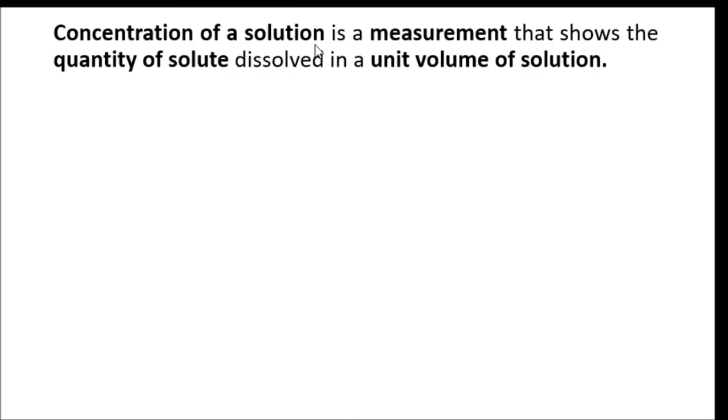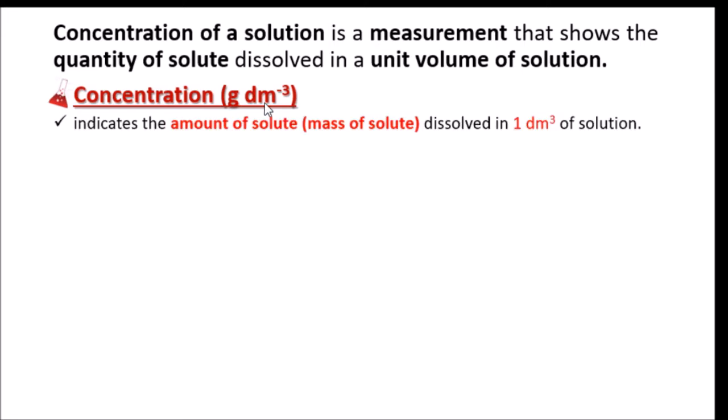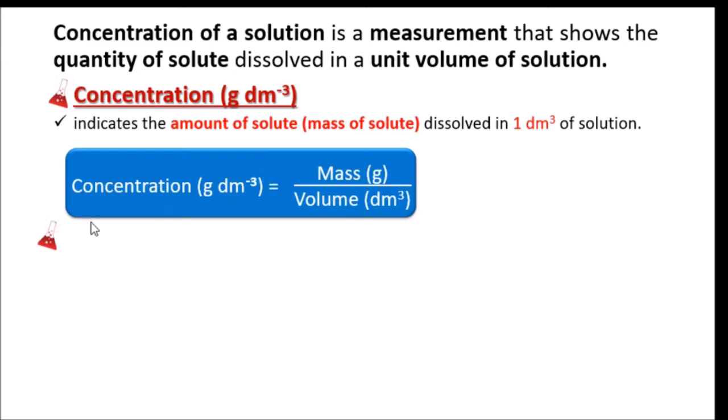Concentration of a solution is a measurement that shows the quantity of solute dissolved in a unit volume of solution. So for the concentration, we have concentration in the unit of gram per dm³. This indicates the mass of solute dissolved in 1 dm³ of solution. So the formula is mass over volume, and the volume is in the unit of dm³.